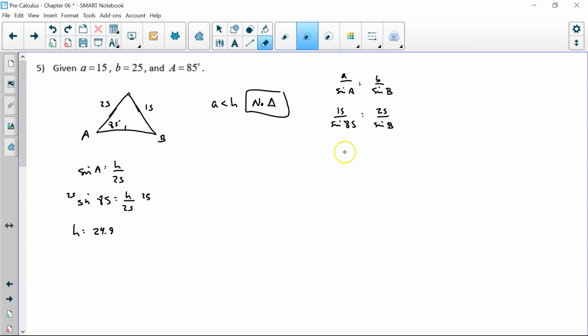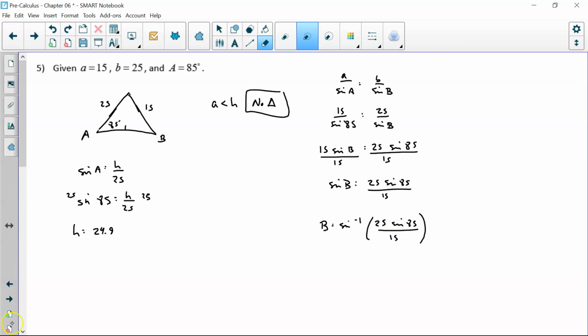Cross multiply as we've been doing. 15 sine B equals 25 sine 85. Divide both sides by 15. The sine of B is 25 sine 85 over 15. And then take the inverse of both sides. So angle B is the sine inverse of 25 sine 85 over 15.